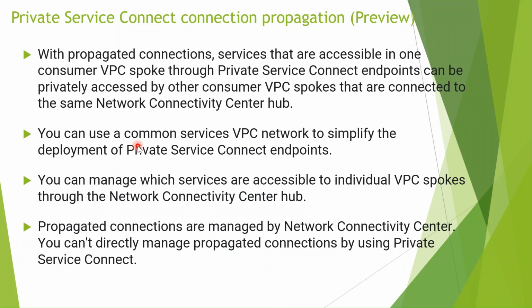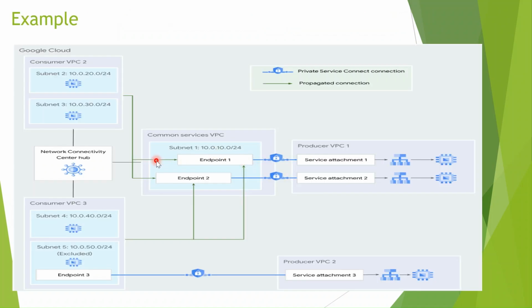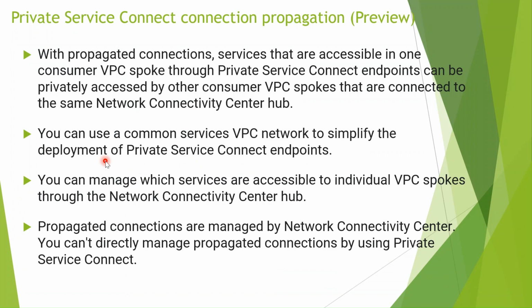And we can use a common services VPC network to simplify the deployment of Private Service Connect endpoints. So basically, common services will ease your deployment. You can create a separate VPC in which all the attachments and all the Private Service Connect endpoints are there, and after that, just attach them, as I spoke. We can even manage which services are accessible to individual VPC spokes through the Network Connectivity Center hub.